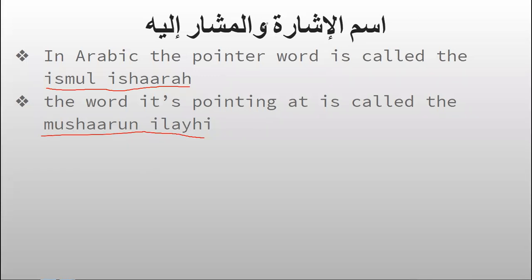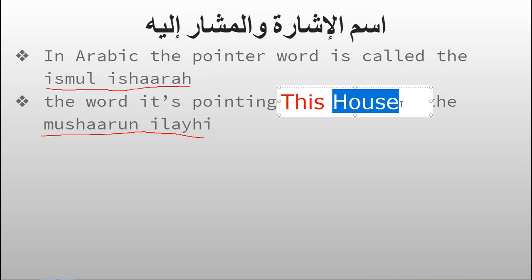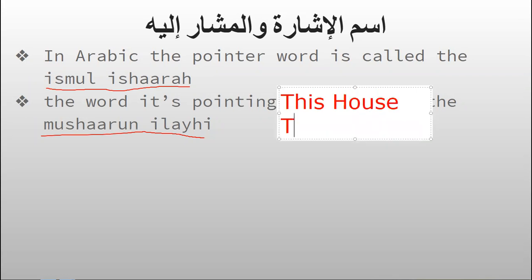Like if I say this house, this is the Ismul Ishara and house is the Musharun Ilay. If I say that tree, then that is the Ismul Ishara and tree is the Musharun Ilay. So Ismul Ishara can be used for two things. With Ismul Ishara you can make a sentence and you can make a fragment.